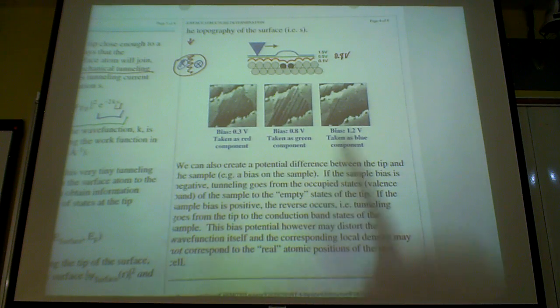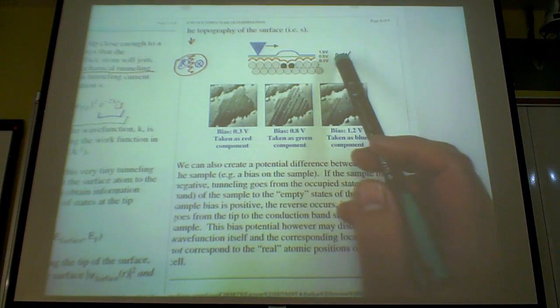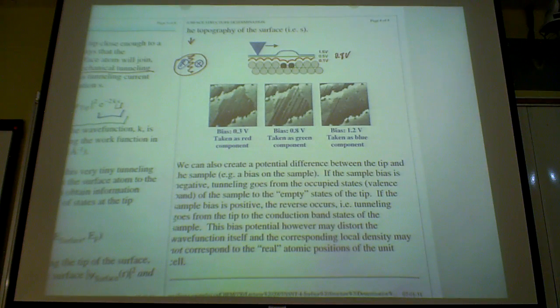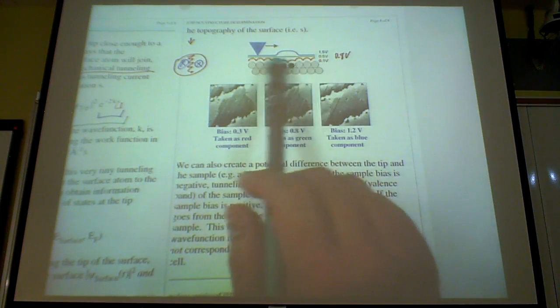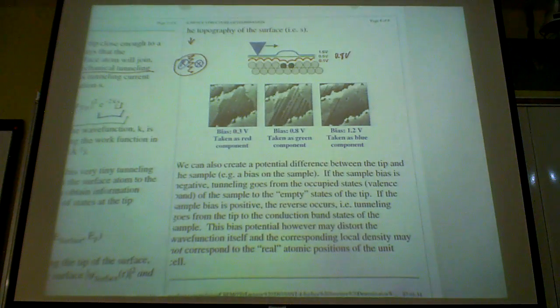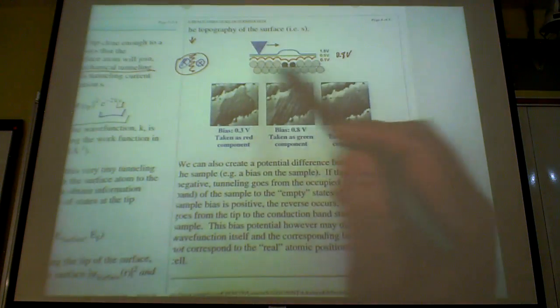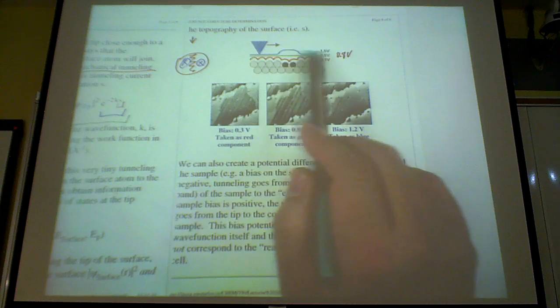If I apply 0.5 volt, keeping the same current, what I got is that I have nothing. I may hit a density where I see no current, right? So I saw a gap in the electronic structure of the surface. So you get just a flat line like this.